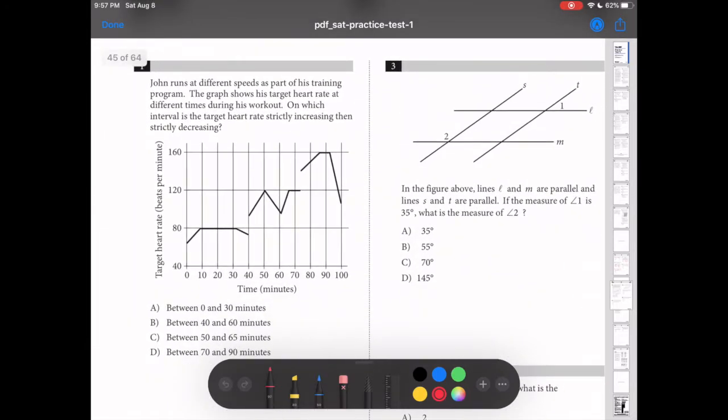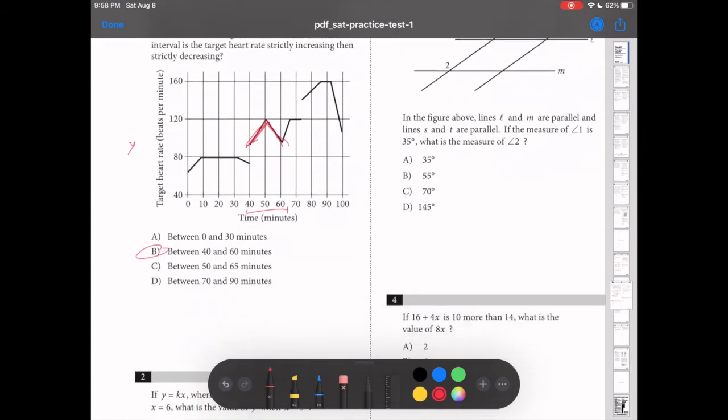Alright, question 1. First up are some graphs. This question is asking when the rate, which happens to be the y, is increasing and then decreasing. So all you have to do is look at the slope. The time from 40 to 60 shows exactly this trend, and there's no flatlining as well. It goes up and then it's down. So increase rate, decrease rate. That's going to make B the correct answer.